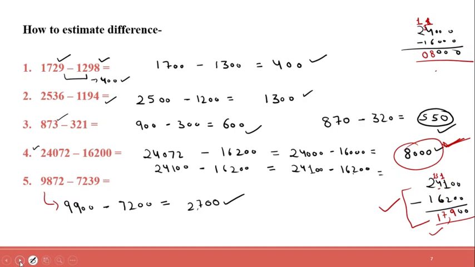You can also give yourself some random numbers and do estimation on your own. You can do up to tens, you can do up to 100, and then up to 1000 also. So, just for practice. Okay. Let's move to the next concept.